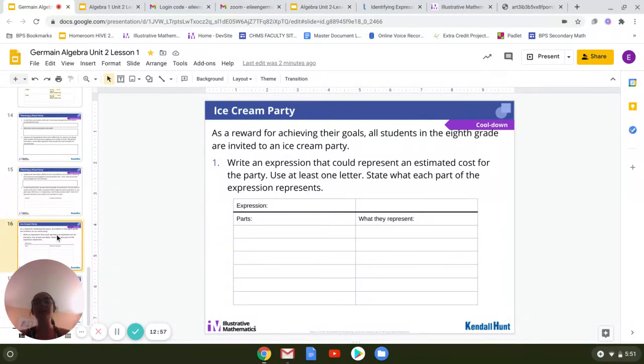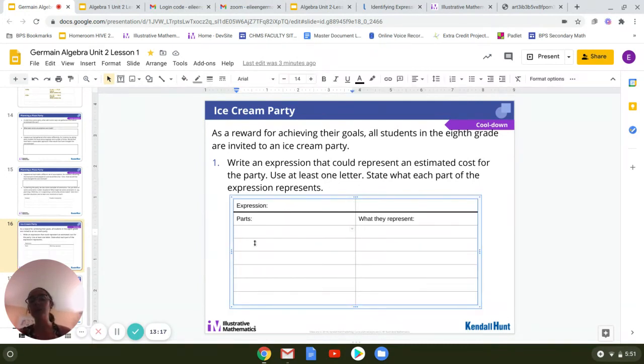Last piece is this exit slip, this cool down. Now you're planning an ice cream party. Ice cream party, woo, woo. Okay. You are writing an expression of the cost for this ice cream party. So you're going to write an expression. Then you're going to talk about your variables here. So parts or variables.